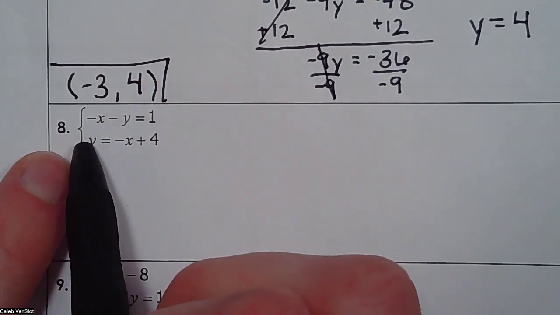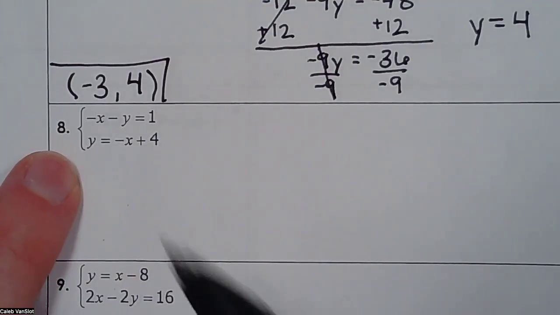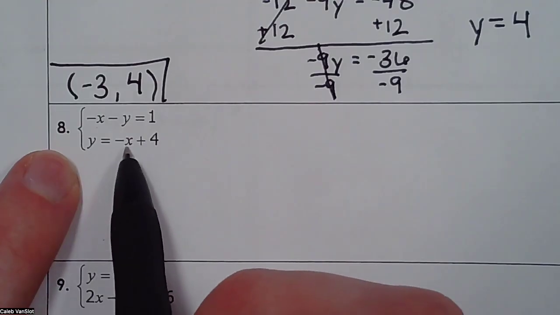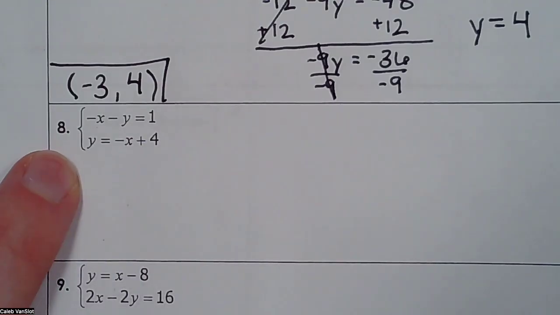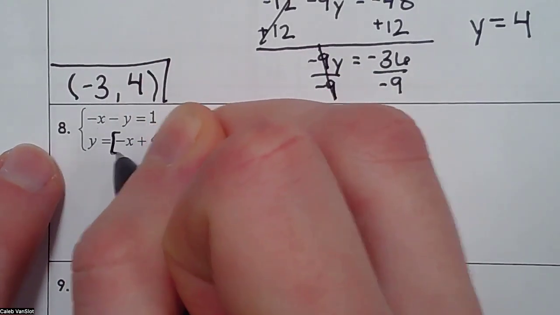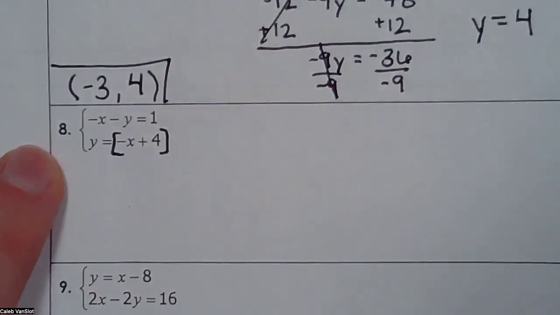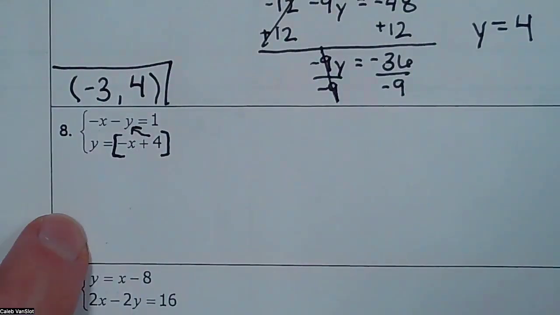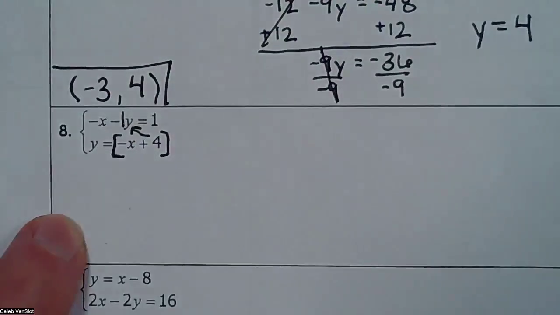So if we look at number 8 here, we've got negative x minus y equals 1, and we've got y equals negative x plus 4. Okay, so identify the equation that has either y equals on its own or x equals. That would be this one, right? So what we're going to do is plug this in for my y. But remember, you guys, there's a negative 1 out front that I need to distribute. Okay, so don't just drop the negative.